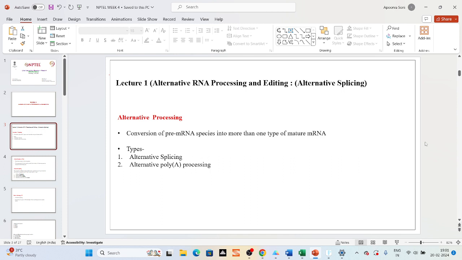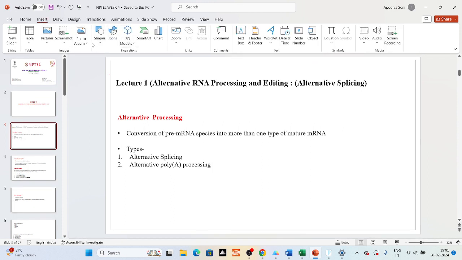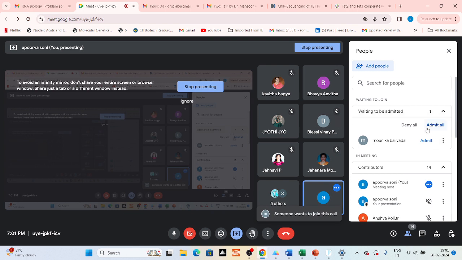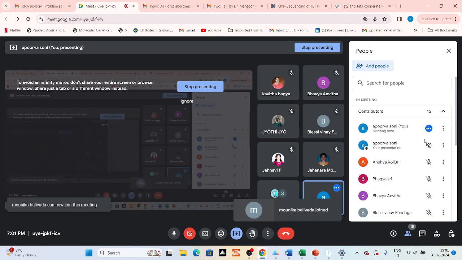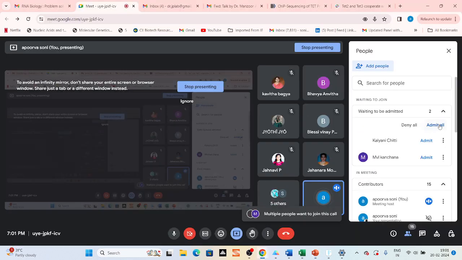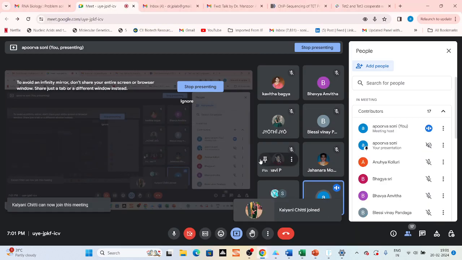I don't know if you remember or not, but in the last class we also discussed a bit about alternative splicing, why it is needed and how it actually takes place. Alternative splicing means conversion of pre-mRNA species into more than one type of mature RNA. From the same pre-mRNA, we are generating more than one type of mRNA. That is known as alternative splicing or, in general, alternative processing. So how can this alternative processing take place?